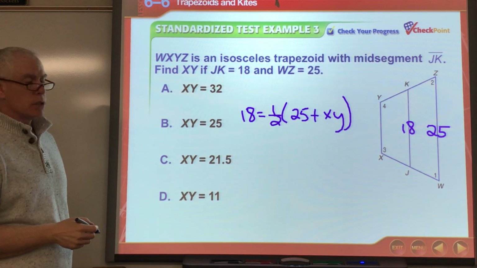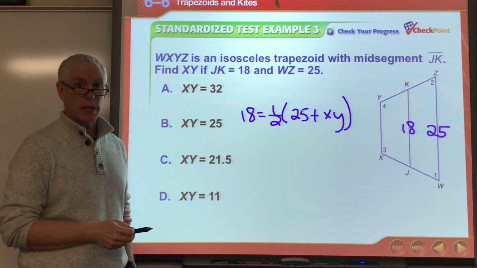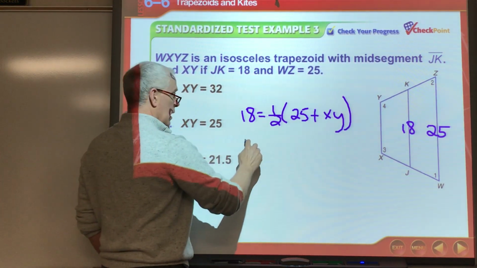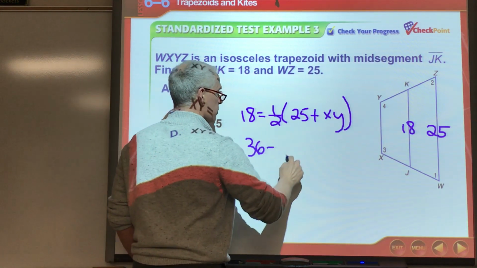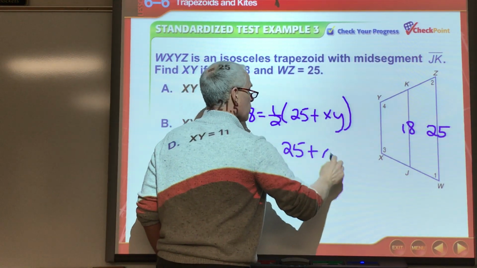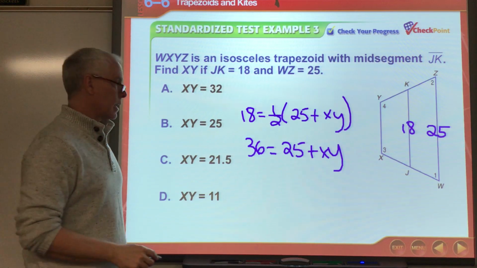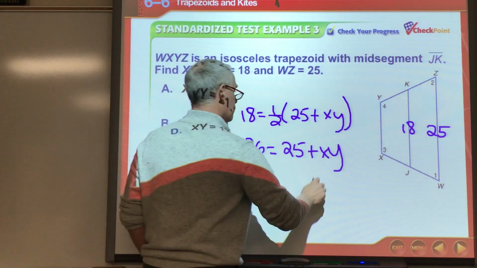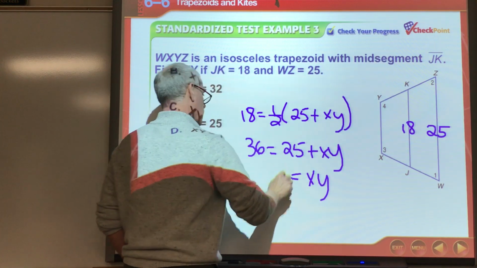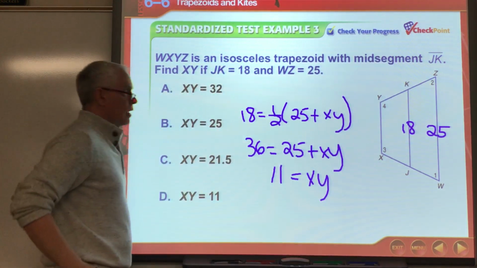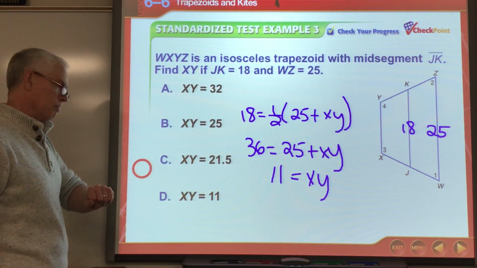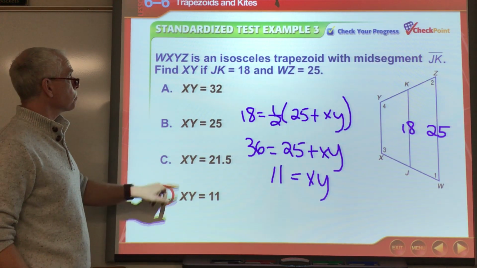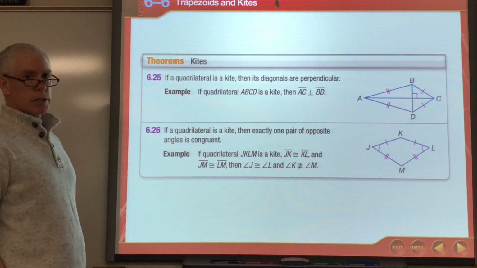Now I just have some algebra to do, you guys. So I'm going to multiply both sides by 2 to get rid of that 1/2. 18 doubled is 36. I have to subtract 25. I should get 11. Okay? Nice job.